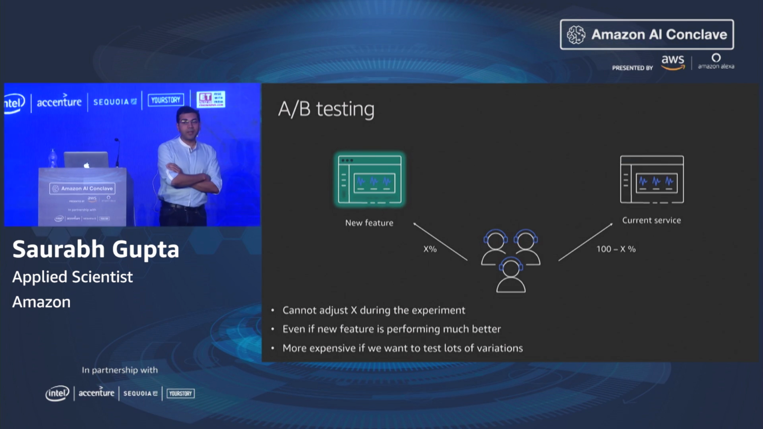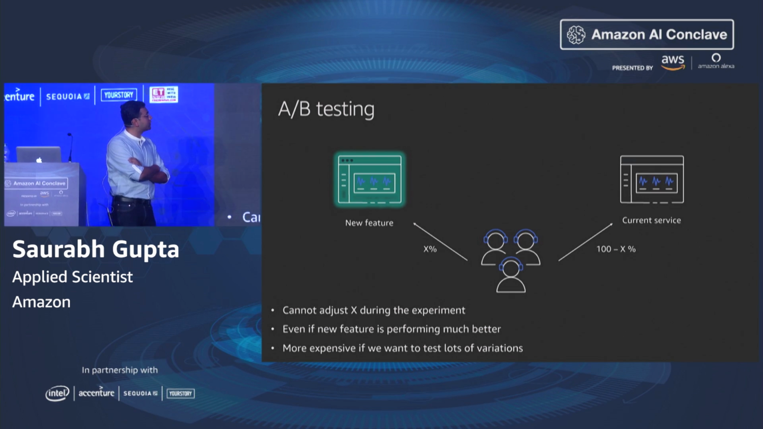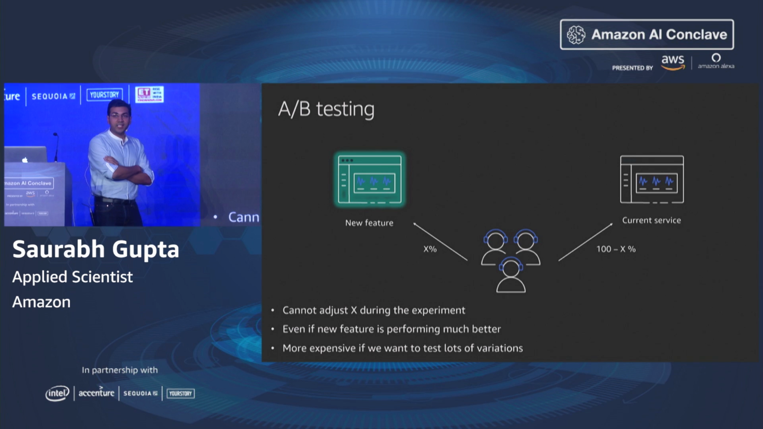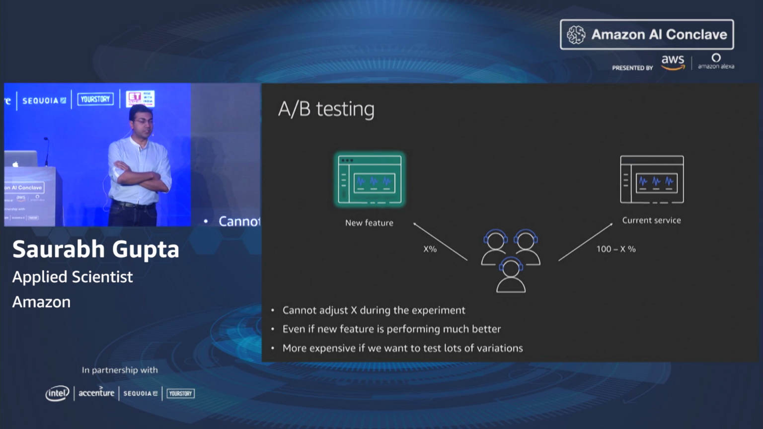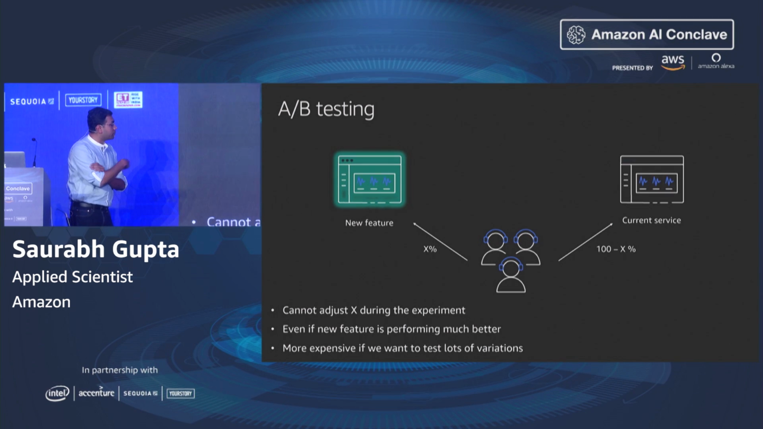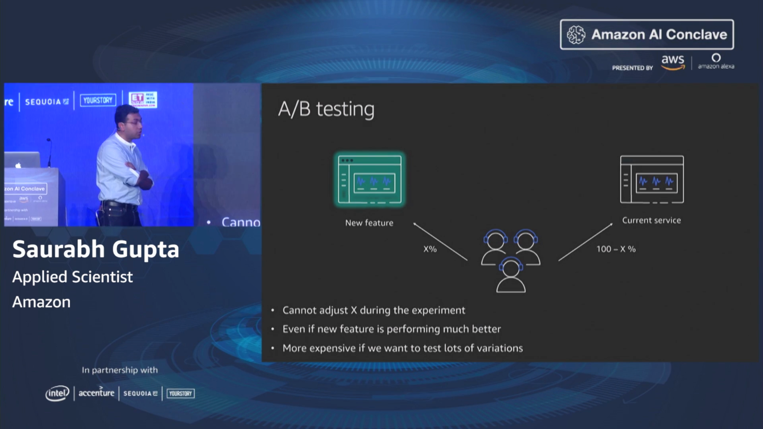Let's say that we have a new feature which we want to roll out, but we can't just launch it because we are not sure how well it will perform. So what we do is we direct X percentage of the traffic of our website to this new feature, and the rest of the traffic still goes to the old or the current service. To perform this experiment, we direct the traffic like this, and then we keep on collecting samples until we are statistically sure that the new feature is better than the old one.